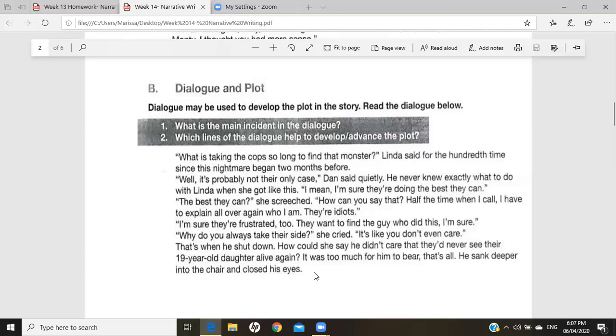So this incident is a kidnapping situation where the parents are a bit agitated, they're frustrated because they want to see their daughter again. They find the cops aren't doing enough. So this is how the parents are responding to this situation.